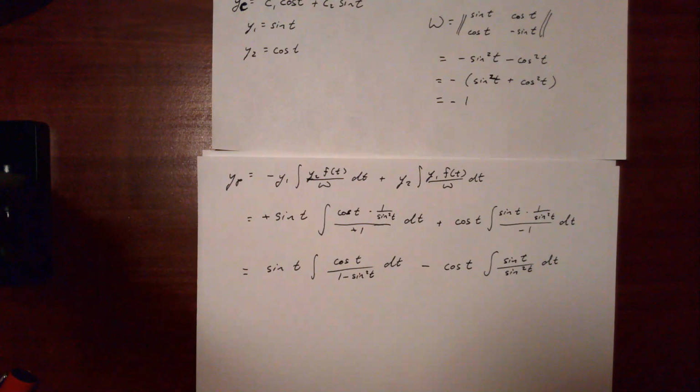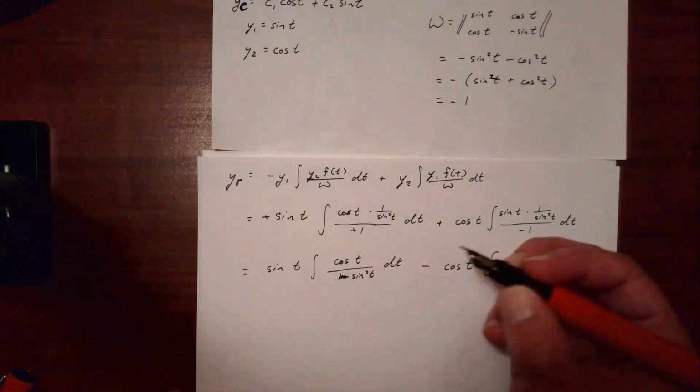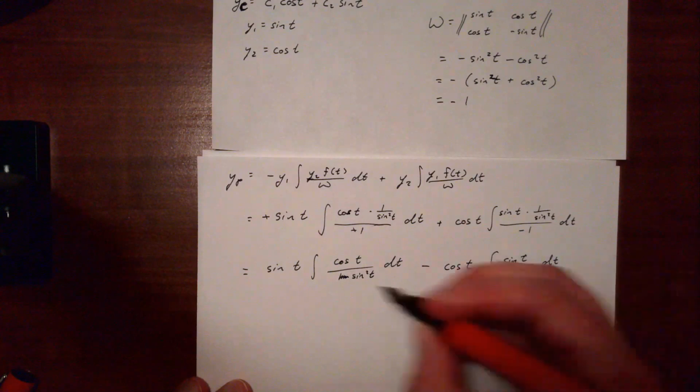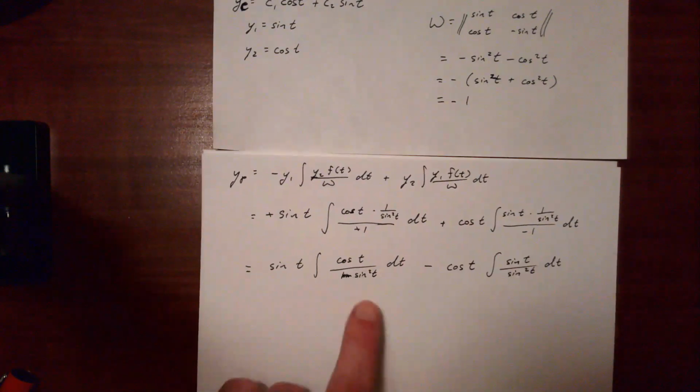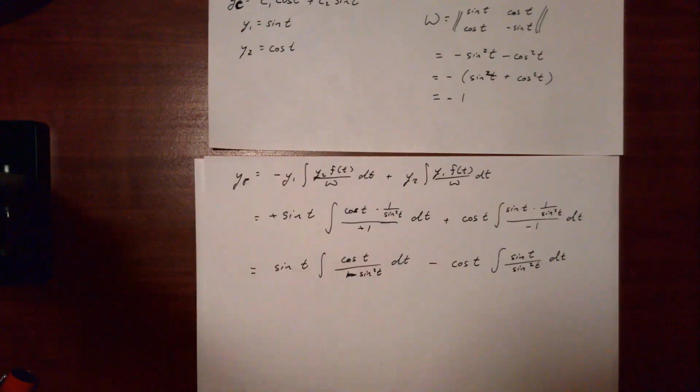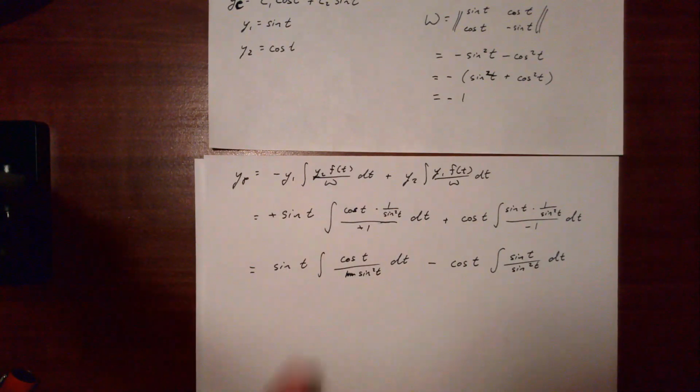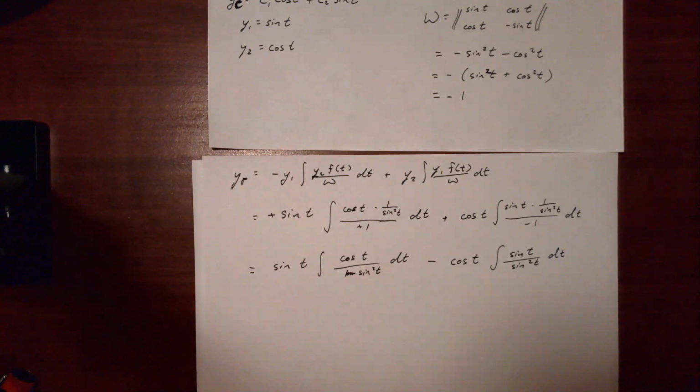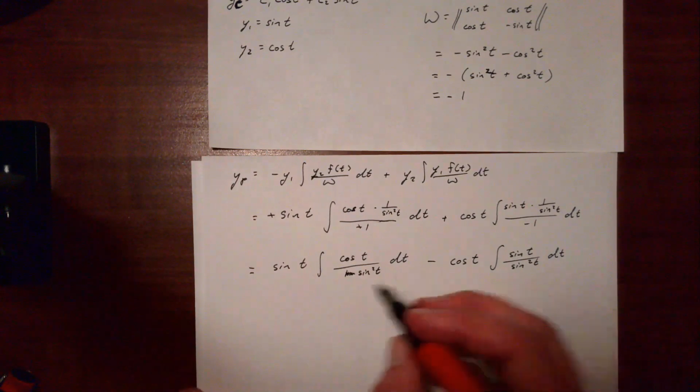Oh wait, what am I doing? It's just divided by sine squared. What am I saying? It's nonsense. So cosine t over sine squared t. I don't know why I wrote that. I guess that -1 confused me. Okay, but anyway, let's think about our strategy here.